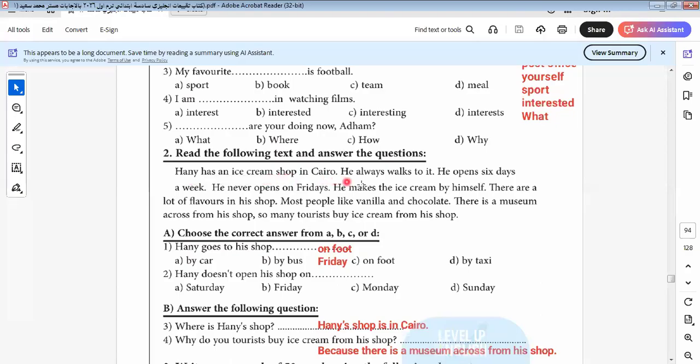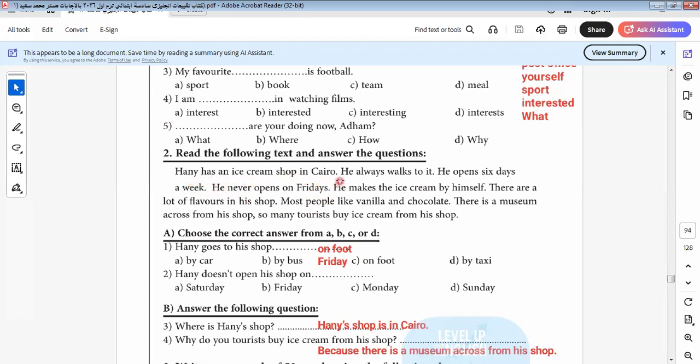Hani has an ice cream shop in Cairo. He always walks to work. He opens 6 days a week. He never opens on Fridays. So Hani has an ice cream shop, and as we know when we read the rest of the text, this shop is in a special place, because we have tourists that can buy from him. Let's read this text and know more about it.